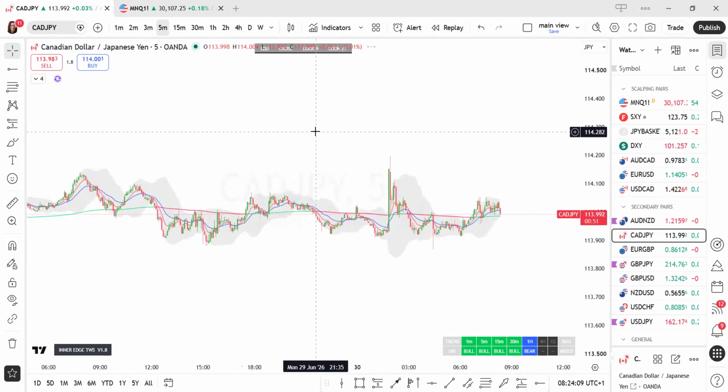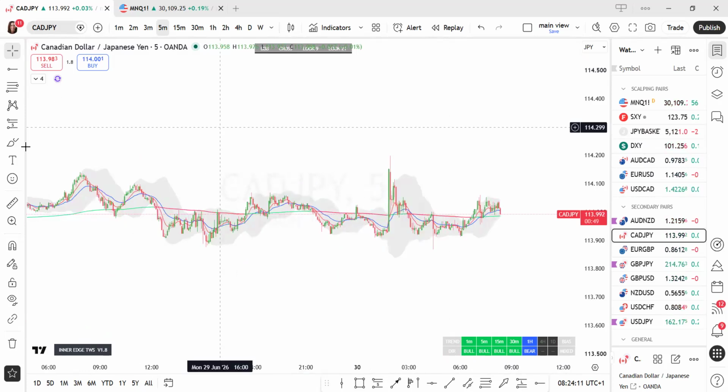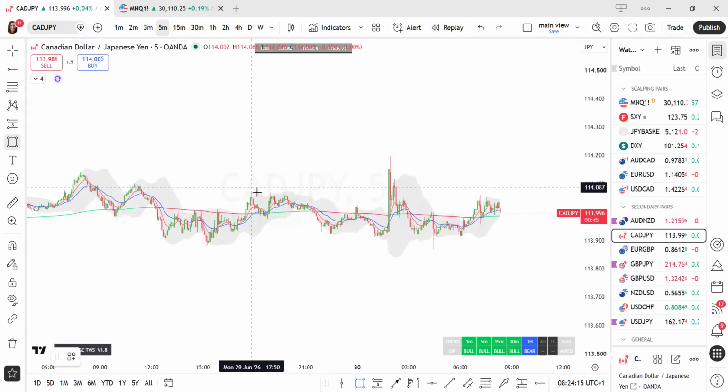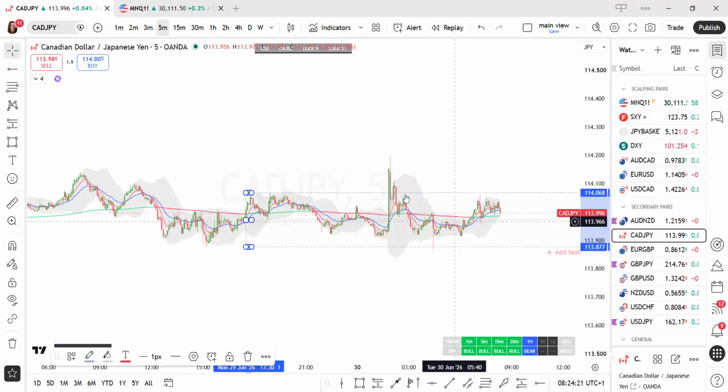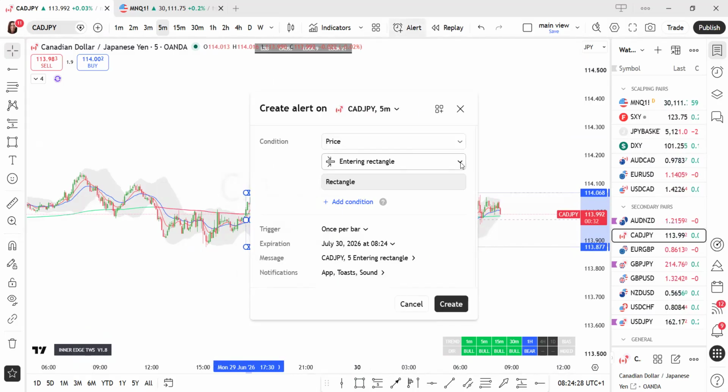So personally, I want that to come right out of this area. So this might be something that's not going to happen. Let's go for that. So I've gone for these points up here where it's touched a lot. And this wick down here, and I'm just going to set an alarm on this. But when it exits that rectangle, not interested.